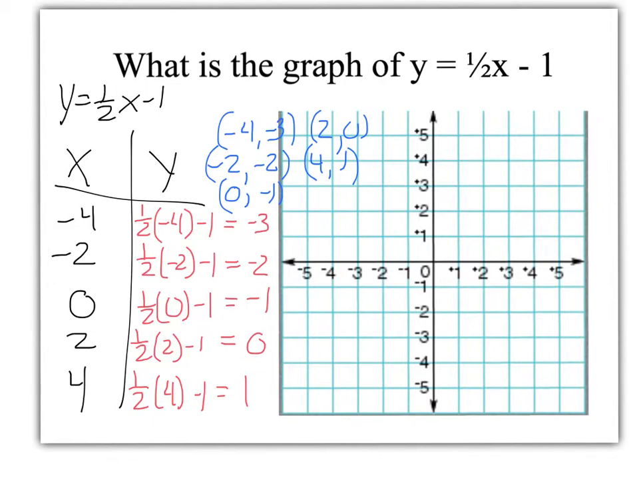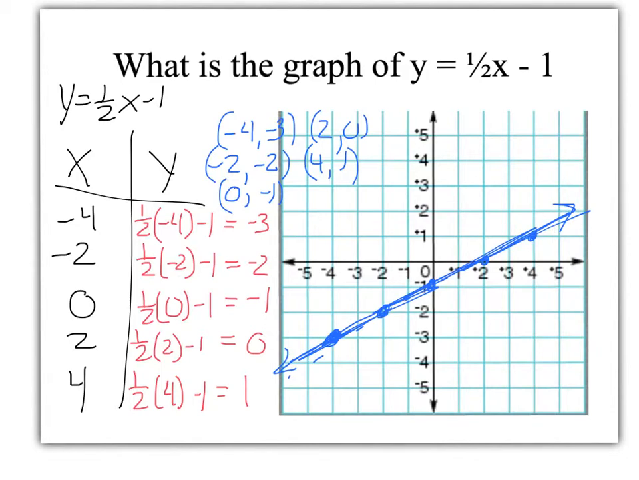So (-4, -3) is right here. (-2, -2) is right here. (0, -1), (2, 0), and (4, 1). Okay, and then we draw a line. So this is linear because it makes a straight line. And again, every single point that touches that line is a solution to the equation. All these points in between. We're only graphing 5 of them so we can get the direction of the line.